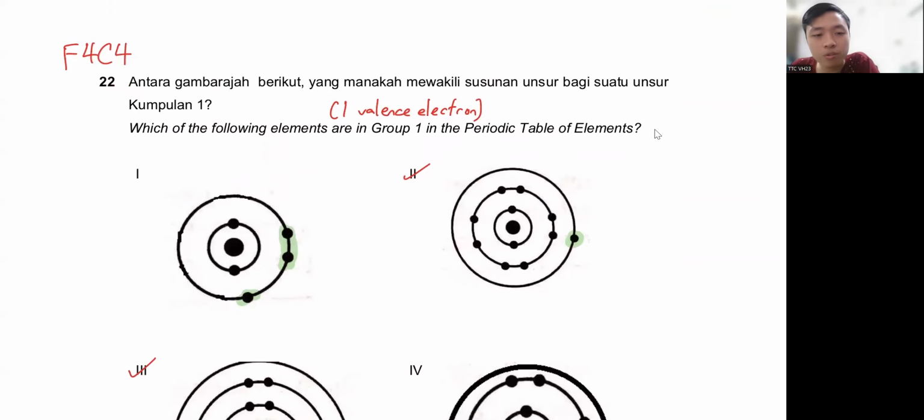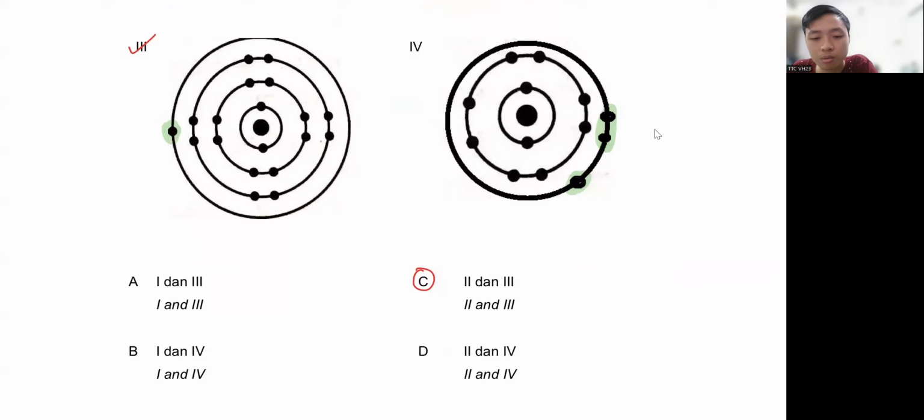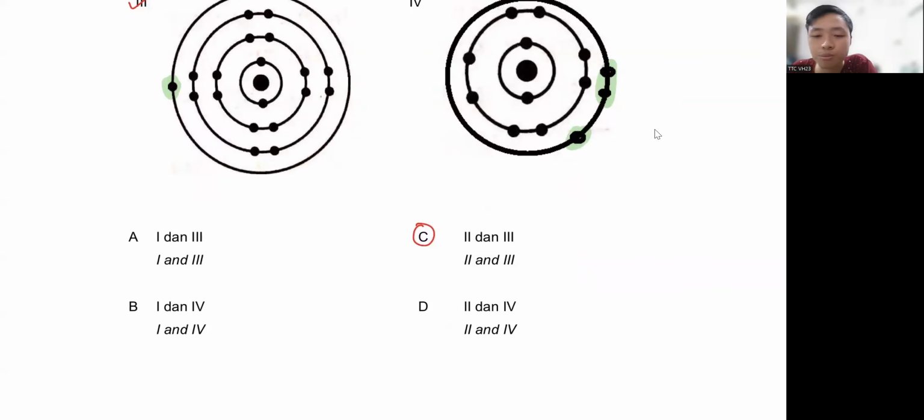Question 22 is for chapter 4. This is group 1. Group 1 is basically characterized by one valence electron. Very simple. 2 and 3 are correct. Remember, valence electrons are the electrons that fill the outermost shell. So 2 and 3. The first one is group 13, and the fourth one is the same. So C.